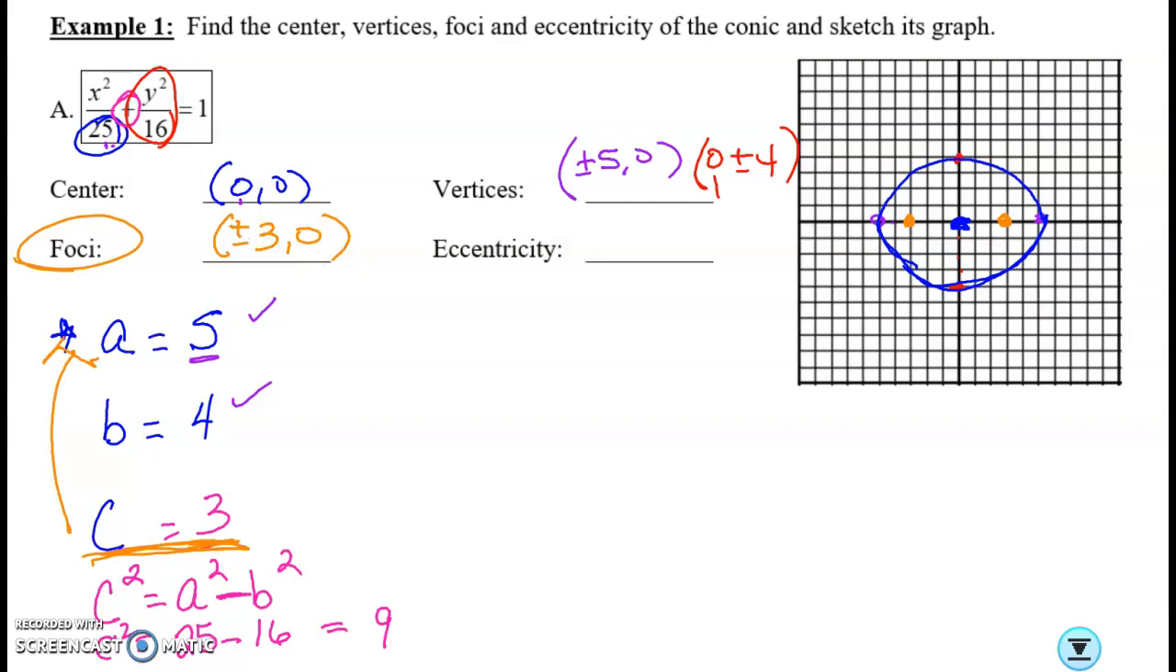And then we just talked about the eccentricity. That's a ratio of c over a. So our c value is 3, our a value is 5. This is 0.6. So our eccentricity is about 0.6. It's kind of right in the middle. It's not looking very circular. It's a little more elliptical. It's a little flatter than it would be for a circle.